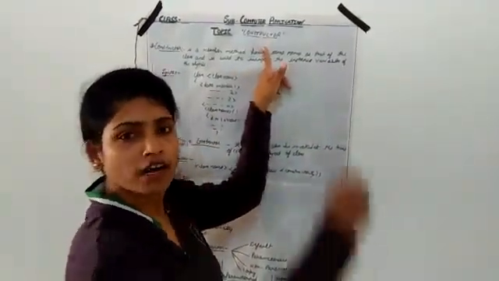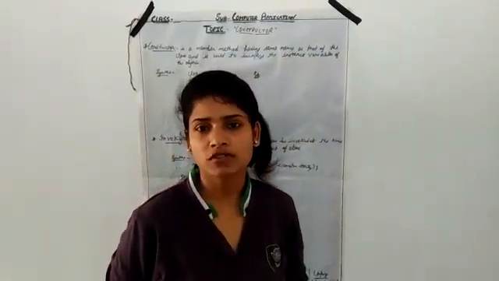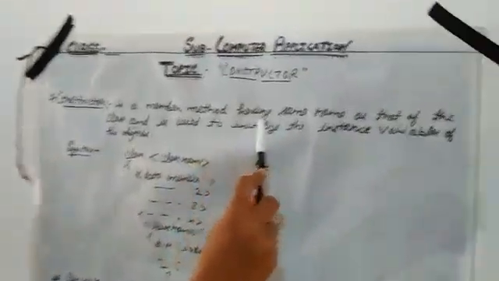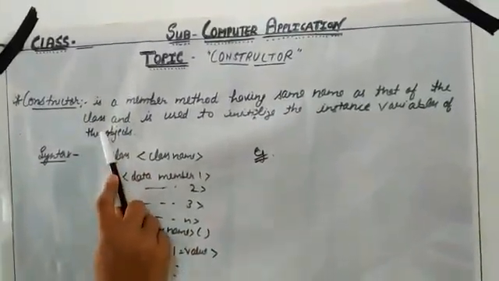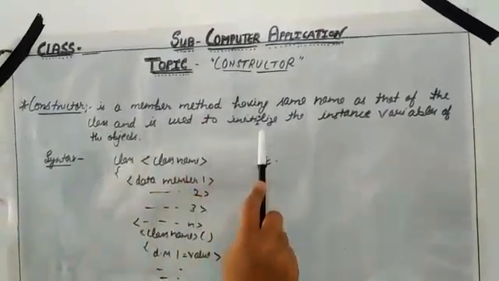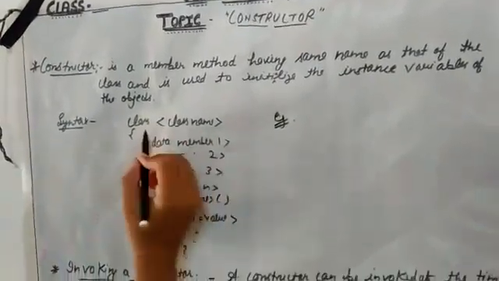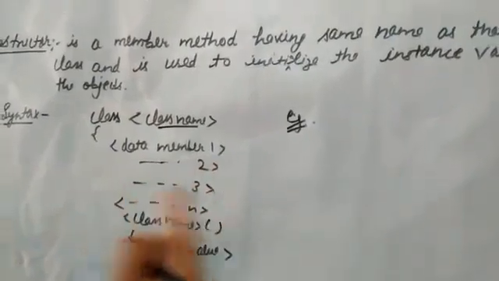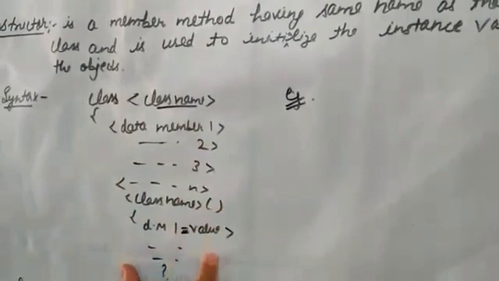So here we come across a new chapter, that is constructor. Let me tell you what is a constructor. A constructor is a member method. Okay, a constructor is a member method having the same name as that of the class. So a constructor name is always the same as the class name, and it is used to initialize the instance variables of the object. As you can see the syntax over here, it's class, whatever class name you will take, then data members, whatever you will take, and class name and their values, and done. This is the syntax.